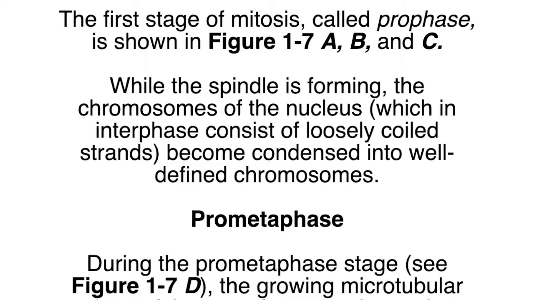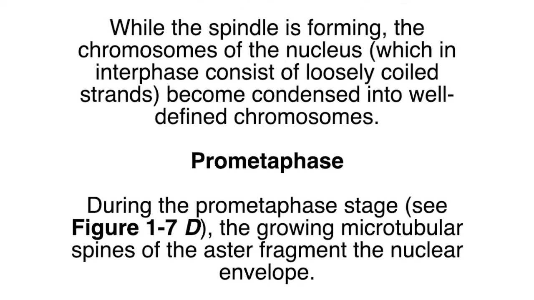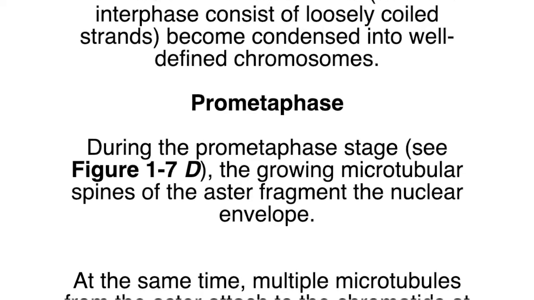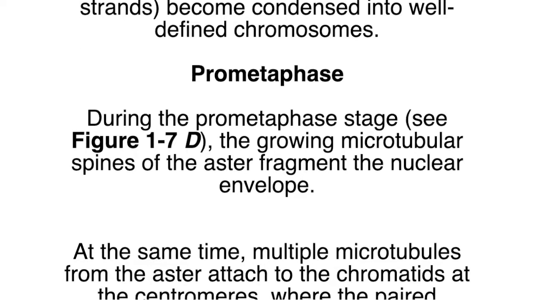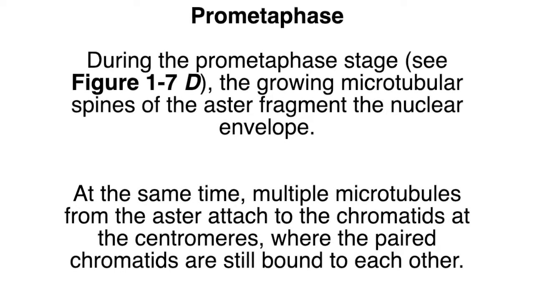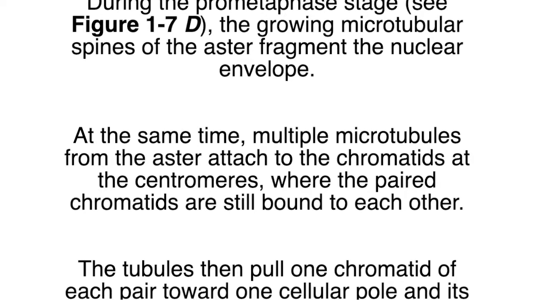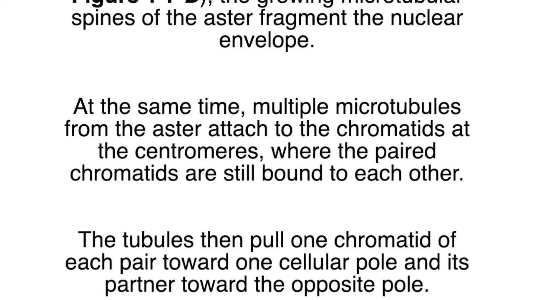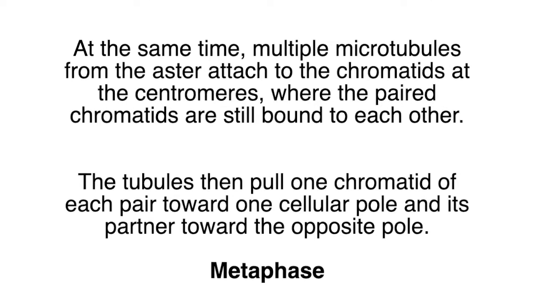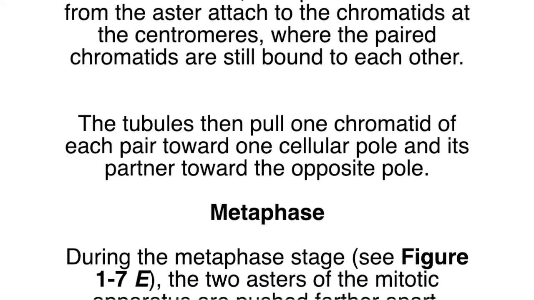Prometaphase. During the prometaphase stage, see figure 1.7D, the growing microtubular spines of the aster fragment the nuclear envelope. At the same time, multiple microtubules from the aster attach to the chromatids at the centromeres, where the paired chromatids are still bound to each other. The tubules then pull one chromatid of each pair toward one cellular pole and its partner toward the other pole.